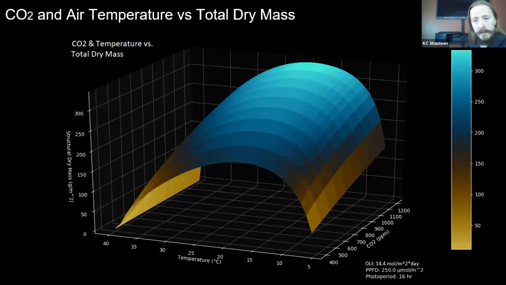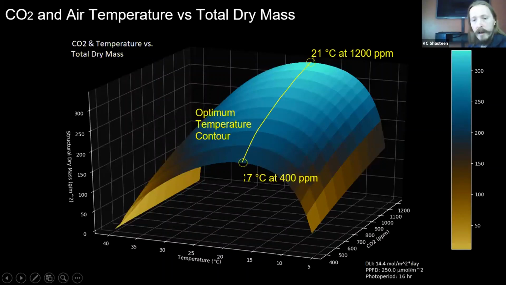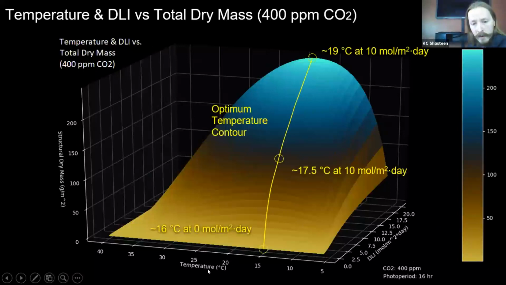A similar graph, only this time for temperature versus CO2 concentration, also gives a graph. Only this time there is a true optimum point. So anytime we're off of the ideal set point, the model indicates moving towards optimum would give higher yields. Same thing for the temperature versus DLI. There's an optimum which is indicated by the model.